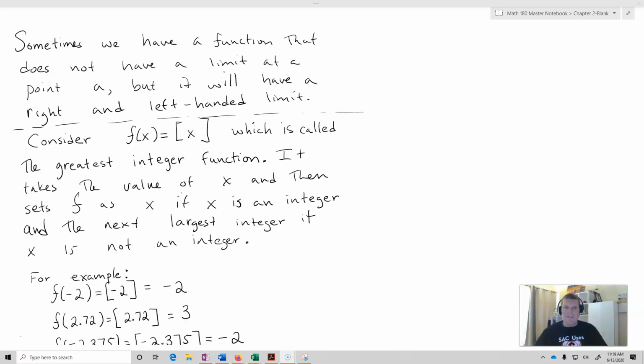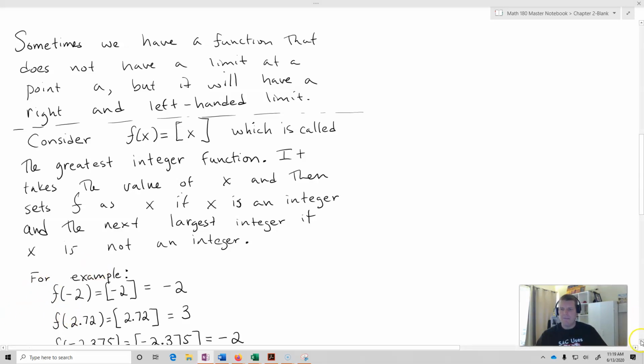Sometimes we have a function that does not have a limit at a point a, but it will have a right-handed and a left-handed limit. That's why these things are important: now we're getting into the nuances of mathematics, and sometimes something doesn't have exactly the definition you're looking for, but it has part of it. In this case, it doesn't have a limit per se because coming from the left-hand side and the right-hand side it might be different, but it does have a right-handed limit and a left-handed limit. So let's take a look at an example.